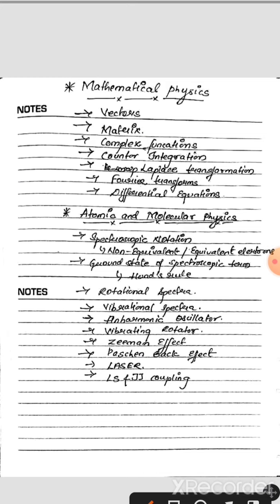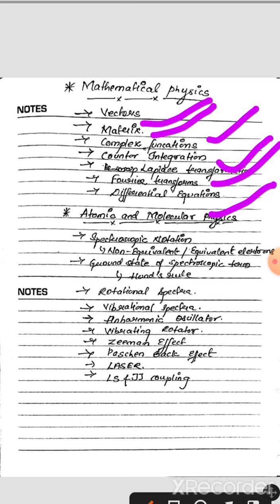So while preparing for mathematical physics, be aware that you have to know the concepts of vectors, matrices, complex functions, contour integration, Laplace transformation, Fourier transformation, differential equations. Okay.